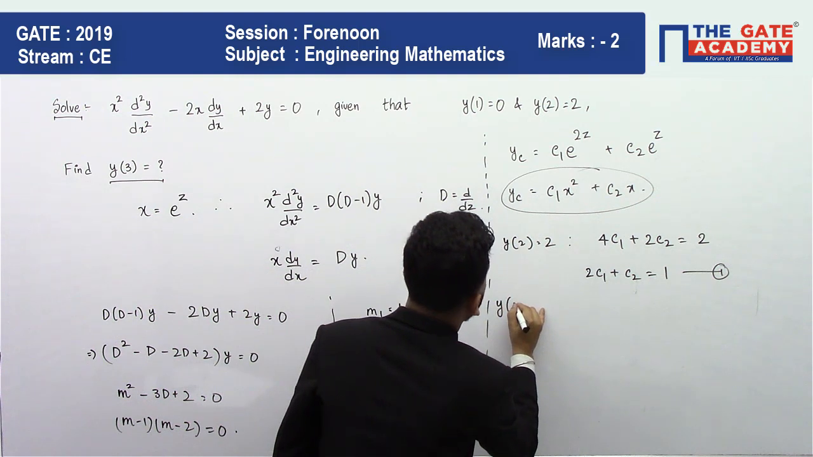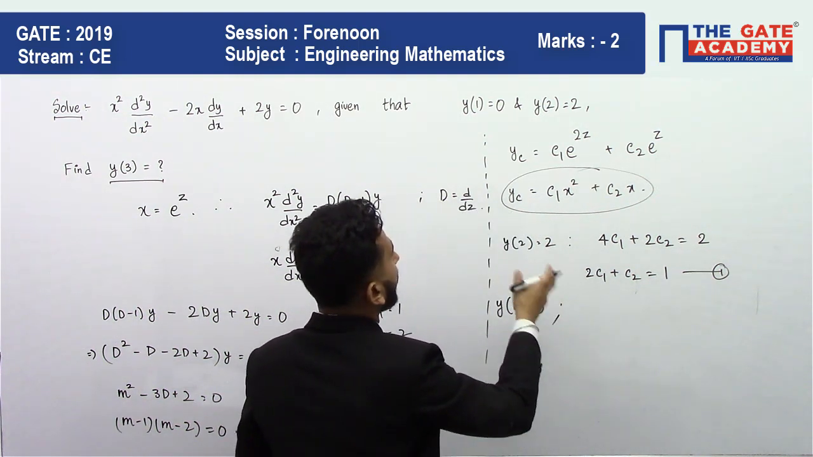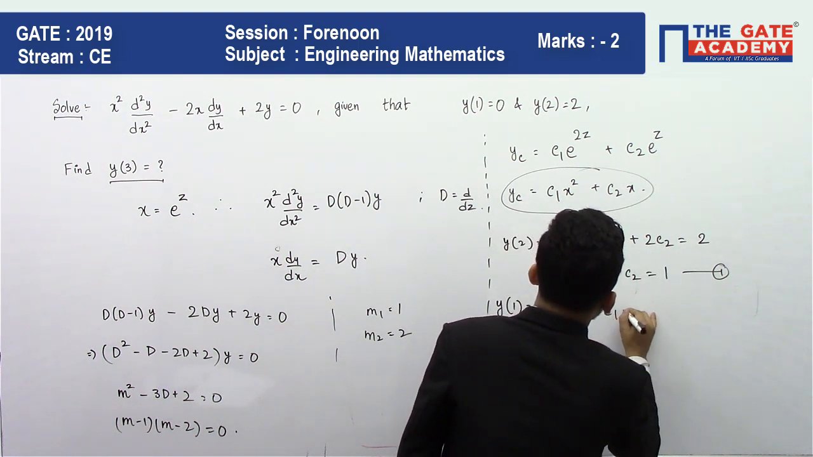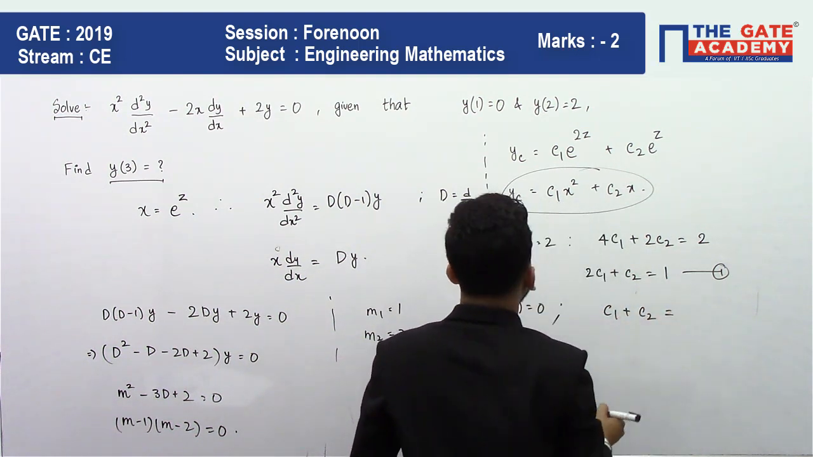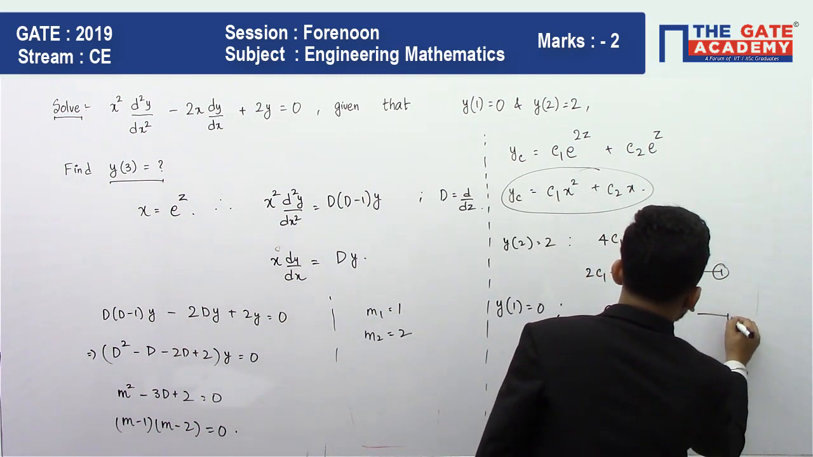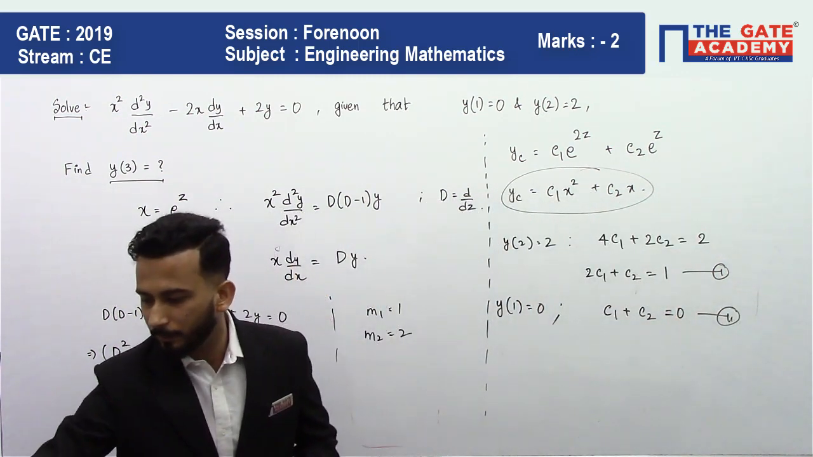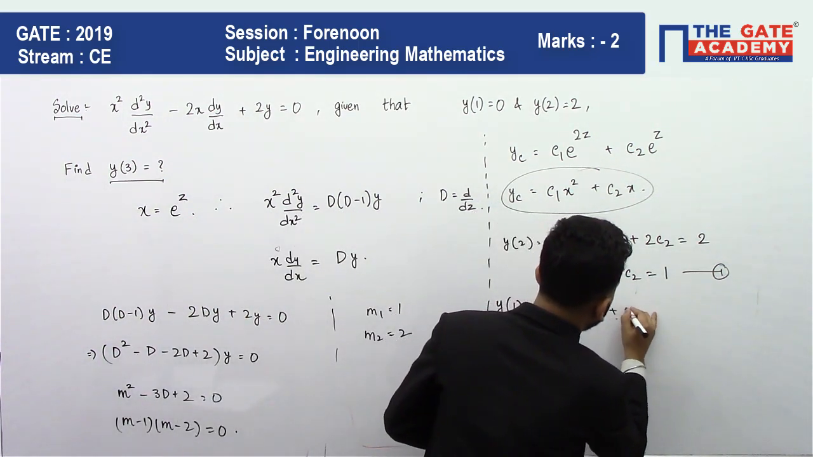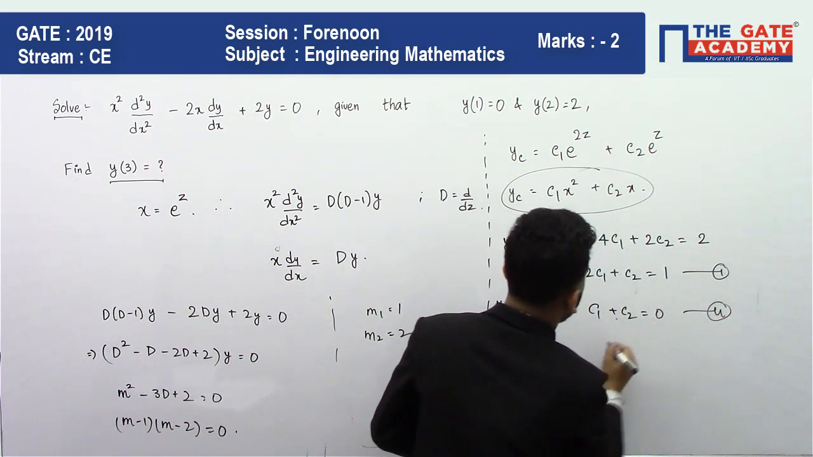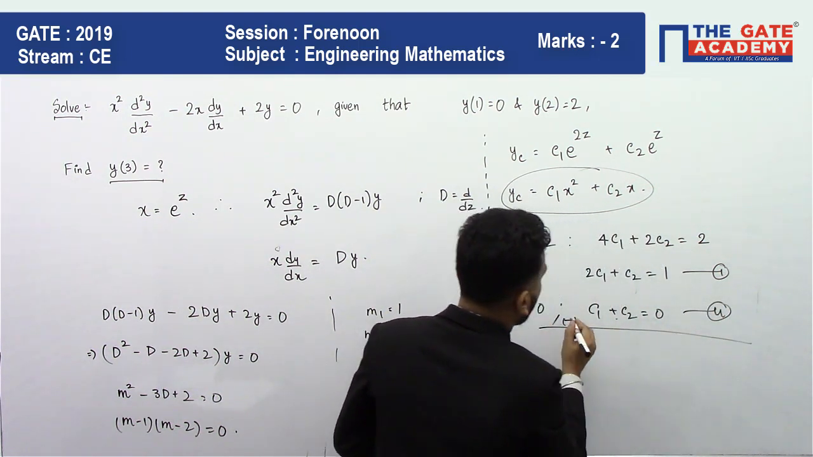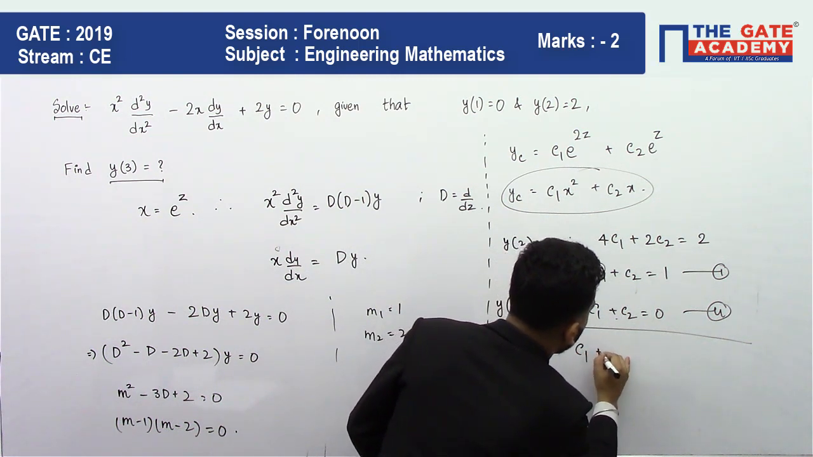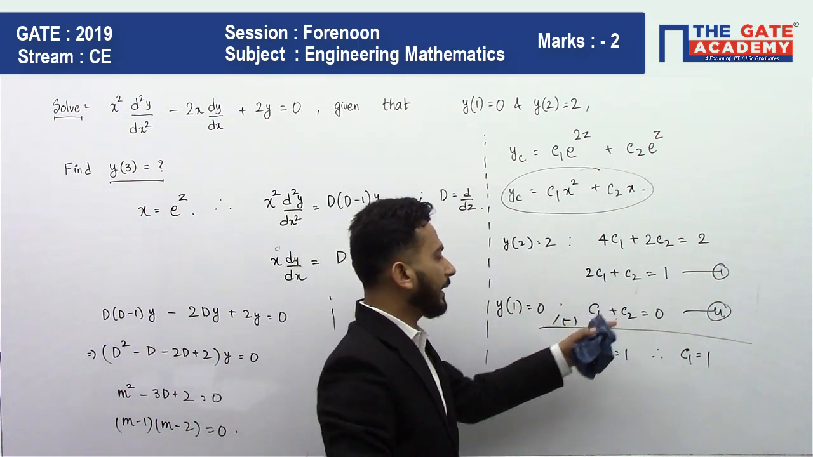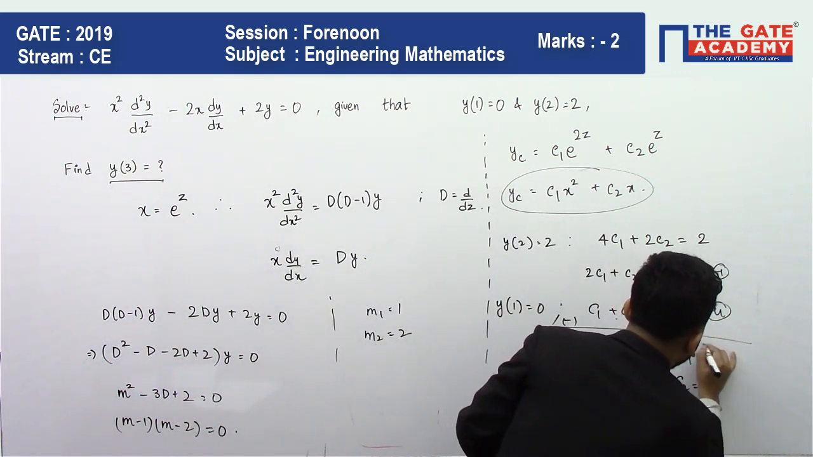The second is y(1) is equal to 0. On putting this in the equation, it becomes c1 plus c2 is equal to 0. That becomes your second equation. Subtracting both the equations, it will be c1 plus 0 is equal to 1. That means c1 is 1, and on using this equation your c2 will be minus 1.